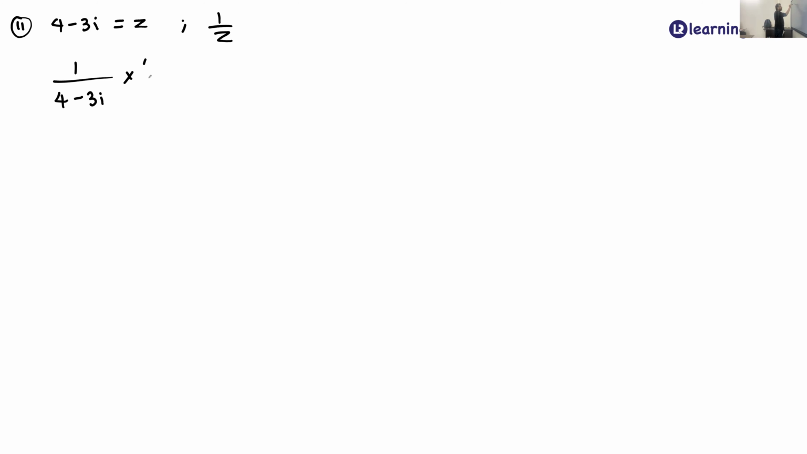Rationalize it: multiply by 4 plus 3i divided by 4 plus 3i. The numerator is easy. It is just 4 plus 3i, divided by, whenever you are multiplying a conjugate and the complex number, you just square the real part and imaginary part and add them. So here it is 4 square plus 3 square. That's it.